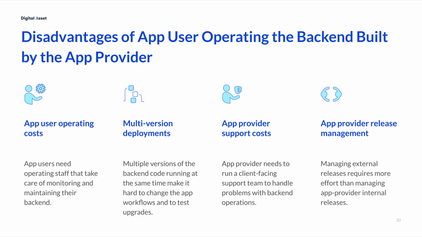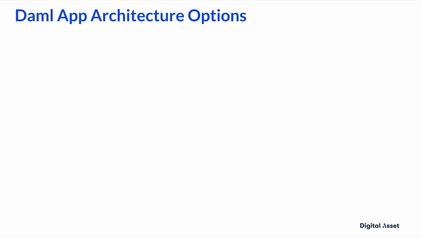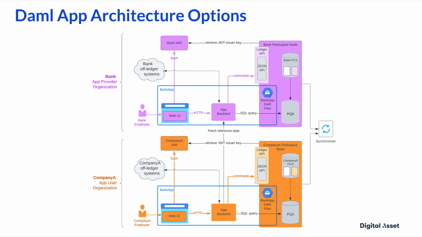The app provider needs to release software to customers for their operations on-prem. Managing these external releases requires extra communication and care compared to managing app providers' internal releases. Finally, the architecture, where each organization builds and operates its own app front-end and back-end, provides the most flexibility in implementing each organization's requirements for automation and integration with off-ledger systems. However, this flexibility has a cost.